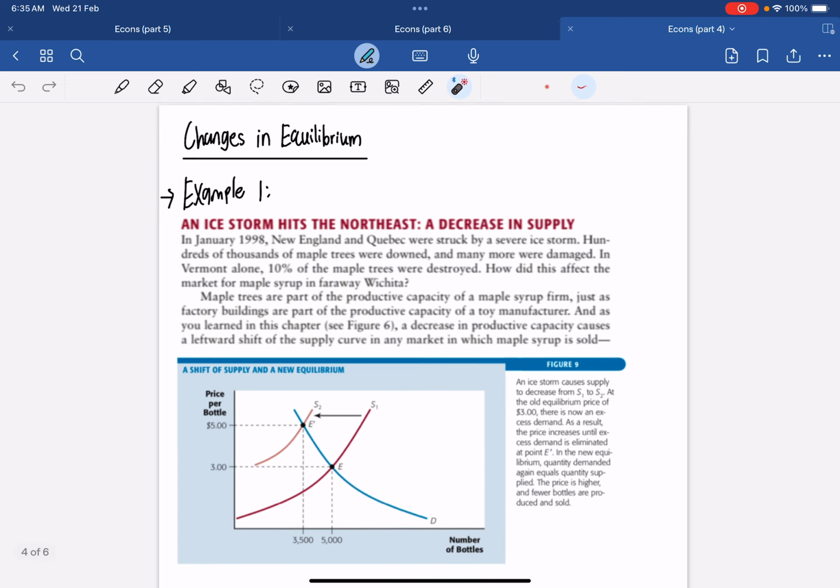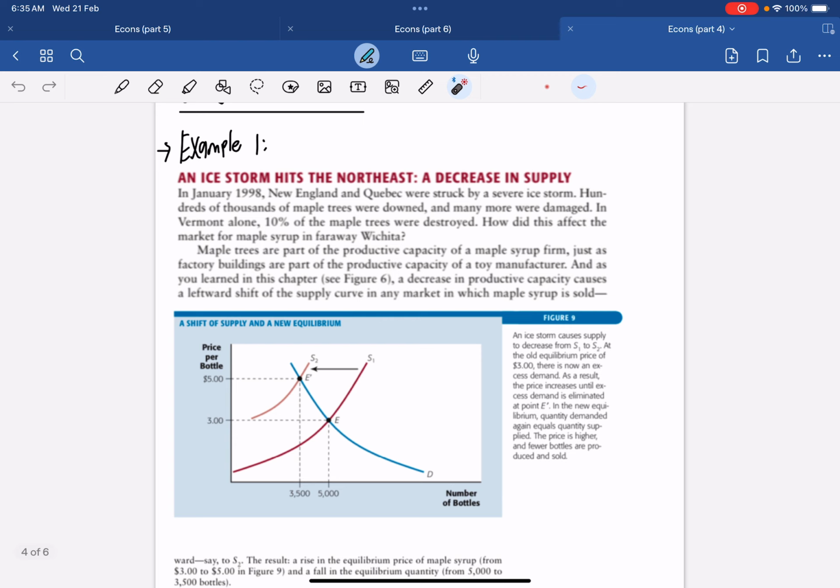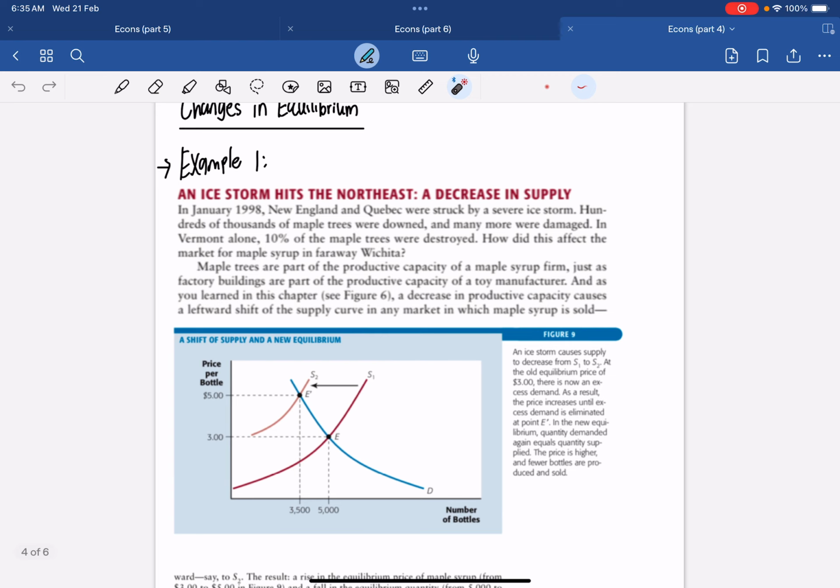One example of this will be a decrease in supply. An increase is just vice versa. When you decrease supply, then the S1 will shift left to become S2. So your equilibrium changes from E to E prime.